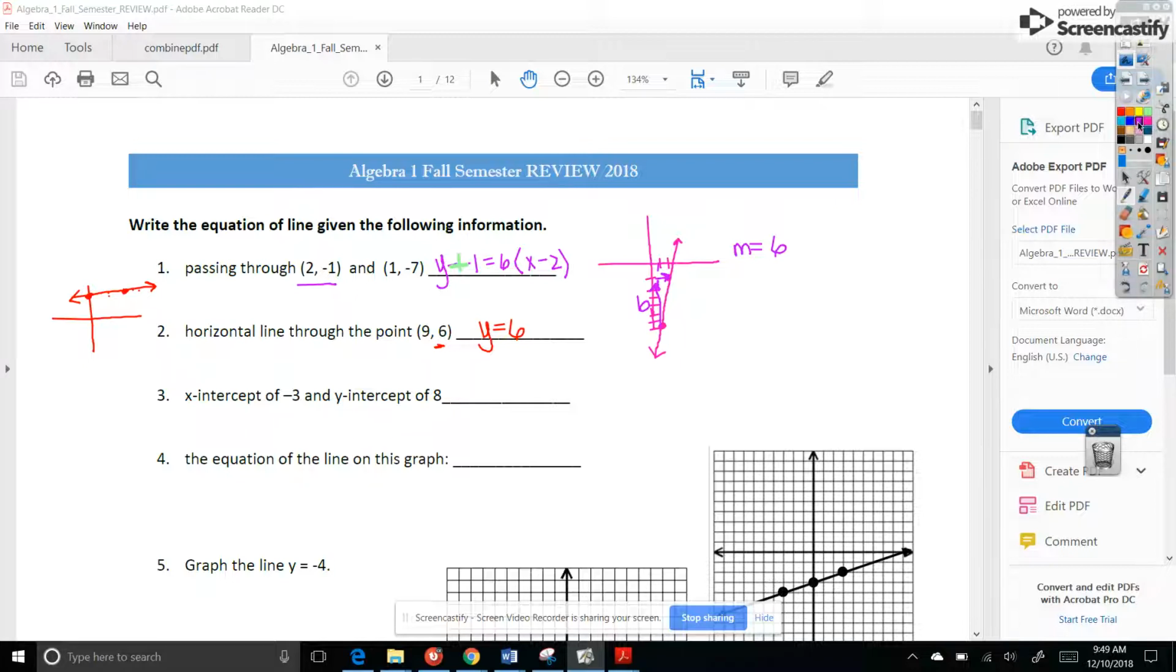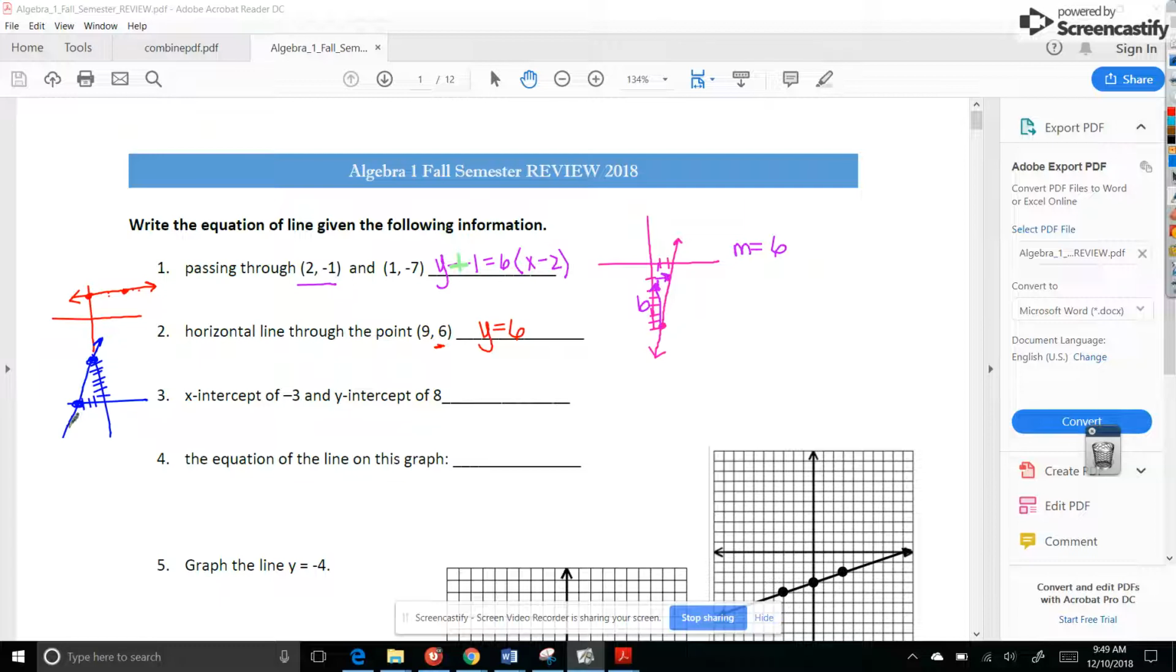So all these points along this line would all have y values of 6. Okay, next problem. I have an x-intercept of -3, which is going to look like this. A y-intercept of 8. Again, positive slope through those points. If I count out my slope, rise over run, I'm going up 8, and I'm going to the right 3. So my slope is 8 over 3. Since I do have the y-intercept, I can write it in y equals mx plus b.